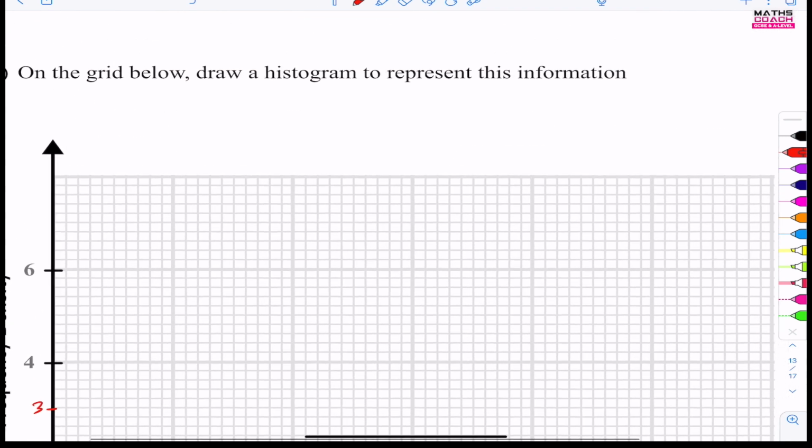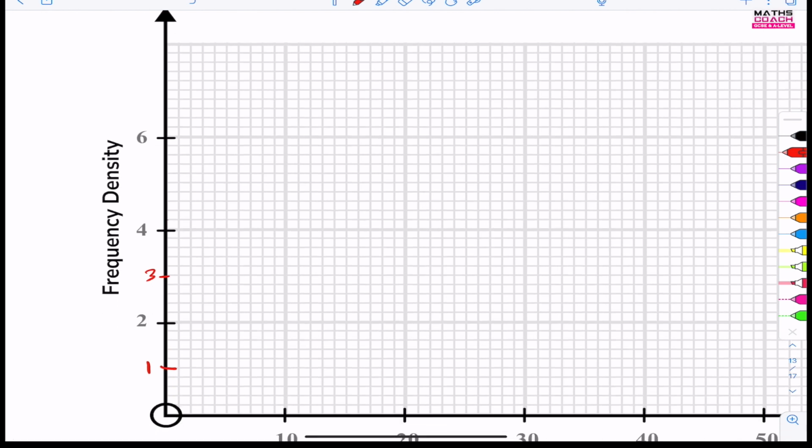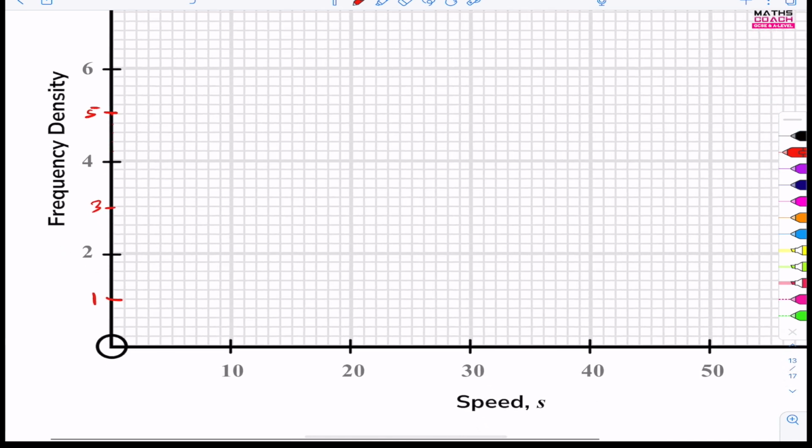All right, to help you out. What does your thing go up to as well? 4.4. Okay, so we don't need to go too high. 1, 2, 3, 4, 5. There's that. There you go. Okay, so there you go.